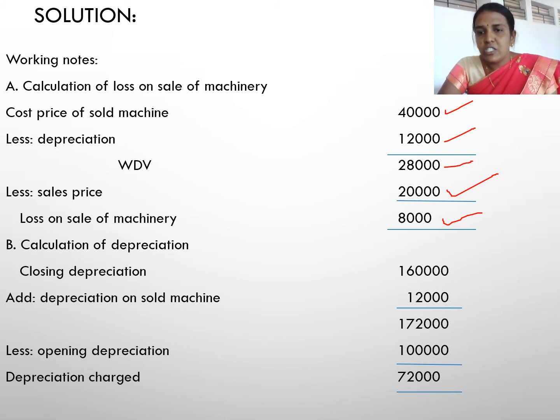Then next one is calculation of depreciation. Closing depreciation is rupees 1,60,000 as provided in the problem, and add depreciation of sold machine, that is 12,000. So the total depreciation is 1,72,000. Then from that we have to deduct the opening depreciation, that is rupees 1 lakh. So the depreciation charged during the year will come to rupees 72,000. This is the second working note.